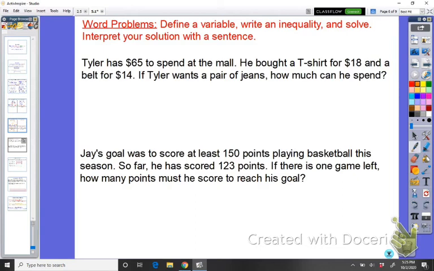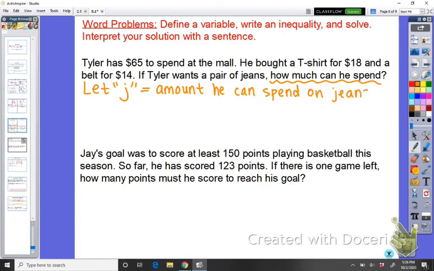So we need a variable. So how much can he spend on the jeans? That's my unknown. So I'm going to say let J equal the amount he can spend on jeans. So be careful. We know he wants a pair of jeans, so he's not buying 12 jeans or whatever. We don't know how much he can spend on them, so the dollar amount.